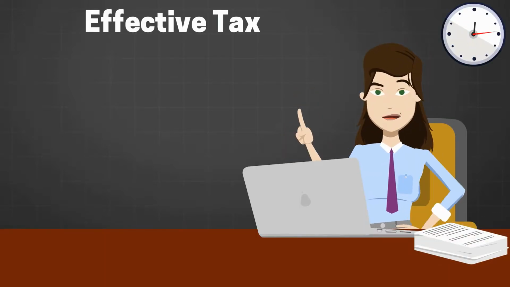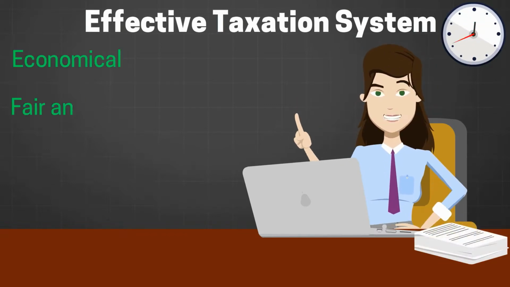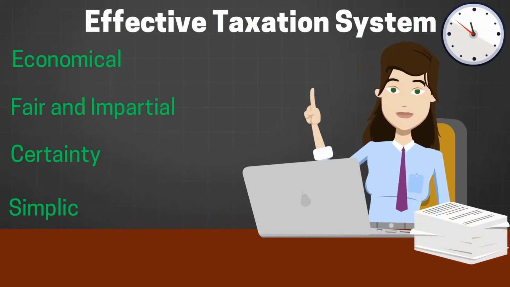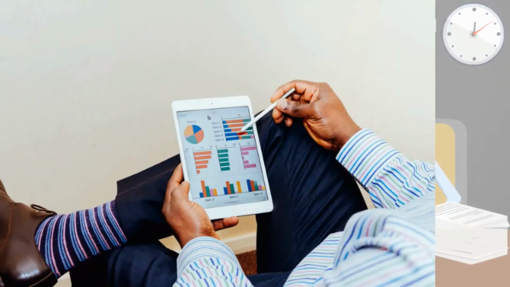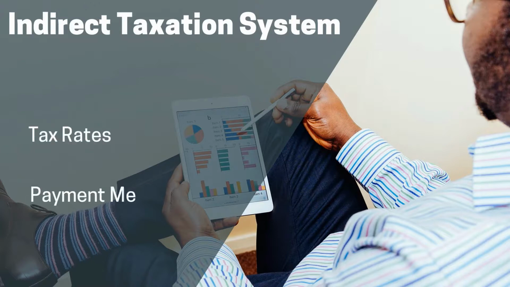In the previous lecture, we covered all the requirements of an effective taxation system, which requires the system to be economical, fair and impartial, certainty, simplicity, and convenience. If we analyze the current indirect taxation system, we'll find out how it's lacking in many of these requirements. Only requirement covered under it is certainty, as tax rates and payment mechanisms are specified under all such existing laws.